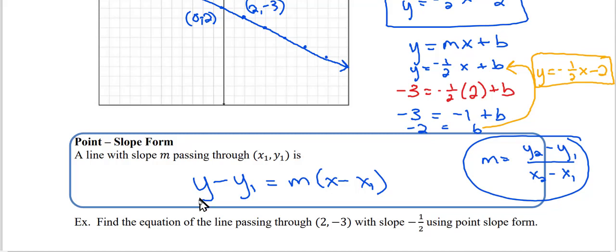The x and the y are the variables. They can be any point. The x1 and the y1 is the point that you're given. The m is the slope.